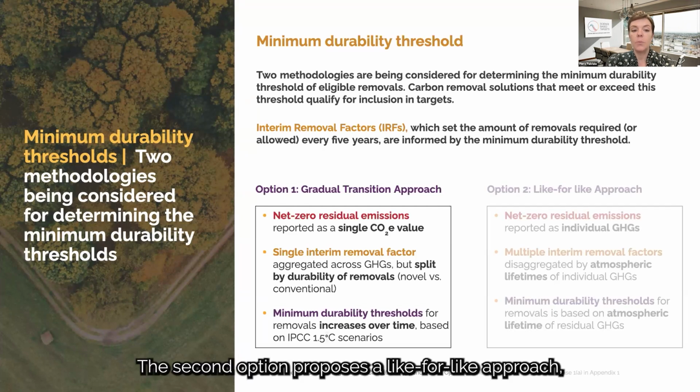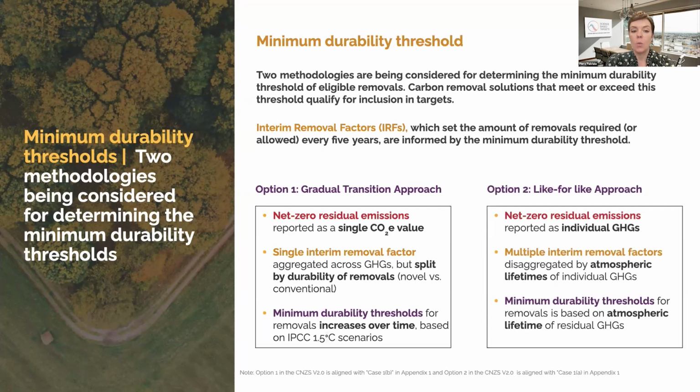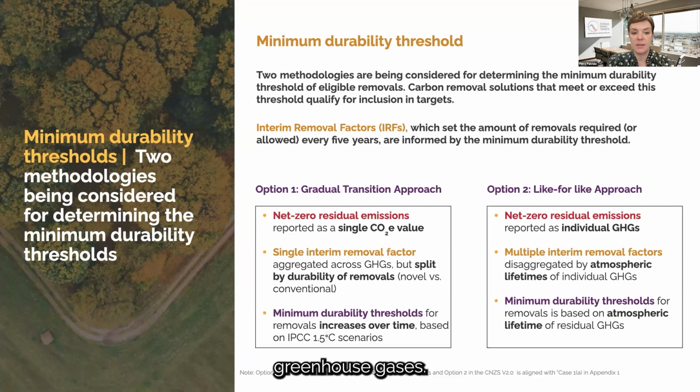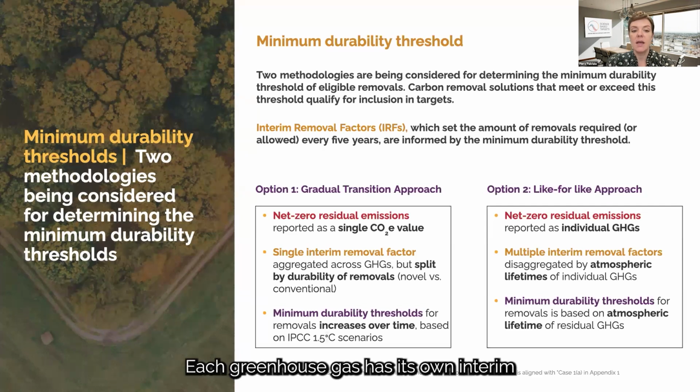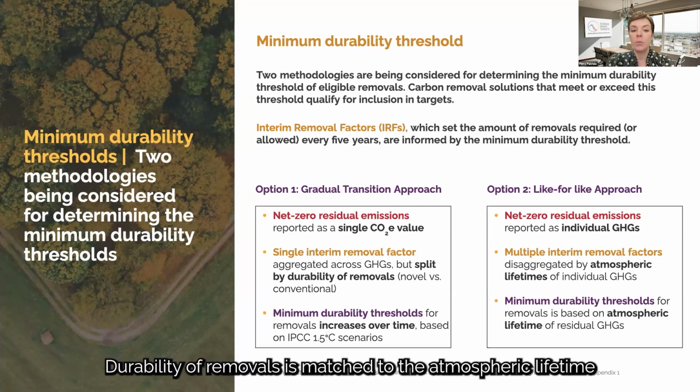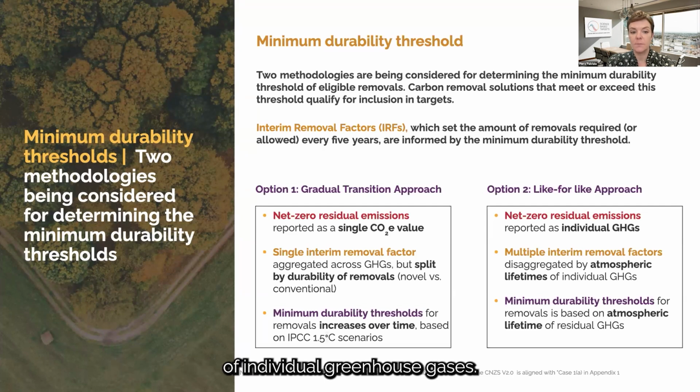The second option proposes a like-for-like approach, where net zero residuals are split across individual greenhouse gases. Each greenhouse gas has its own interim removal factor based on its atmospheric lifetime. Durability of removal is matched to the atmospheric lifetime of individual greenhouse gases.